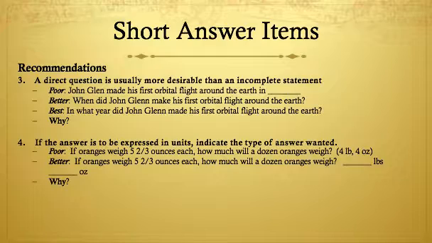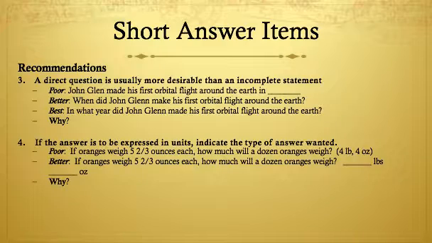So again, for example, John Glenn made his first orbital flight around the Earth in, do you want a year? Do you want what kind of spaceship it was? His emotional state, right? Better, when did John Glenn make his first orbital flight around the Earth, specifying the year. Better, or best, is in what year did John Glenn make his first orbital flight around the Earth, right? Because now I'm specifying that I do want the year.